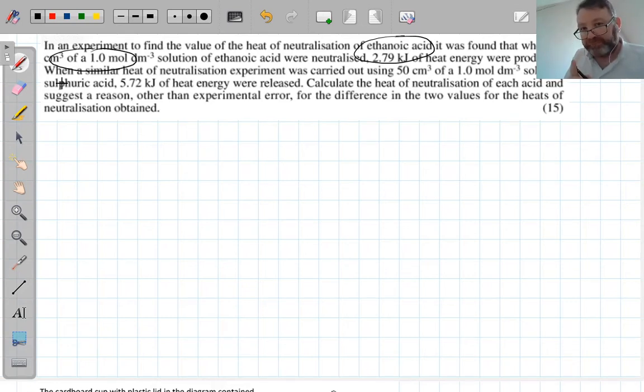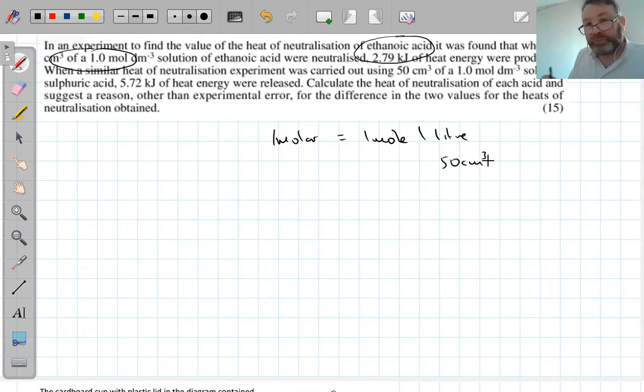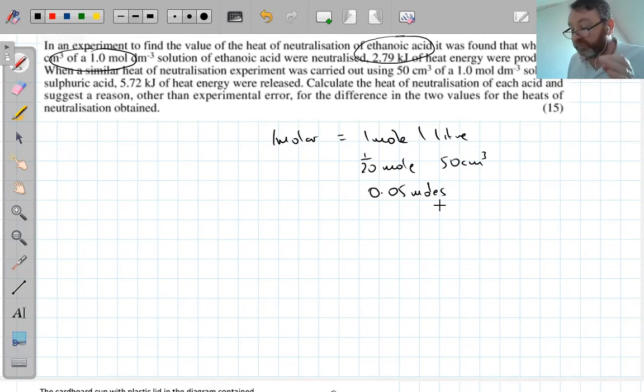Now you've got to think about that, because 1 molar solution means 1 mole per litre. We don't have a litre, we have 50 centimeters cubed. So if there's 1 mole in 1 litre, then surely there would be a 20th of a mole in 50 centimeters cubed, because 50 centimeters cubed is a 20th of a litre. So therefore you have a 20th of a mole. See that? So we know exactly how many moles we're dealing with. That's the key thing in chemistry. And 1 over 20, of course, is 0.05 moles. So this particular question is only dealing with a very, very small number of moles, 0.05.